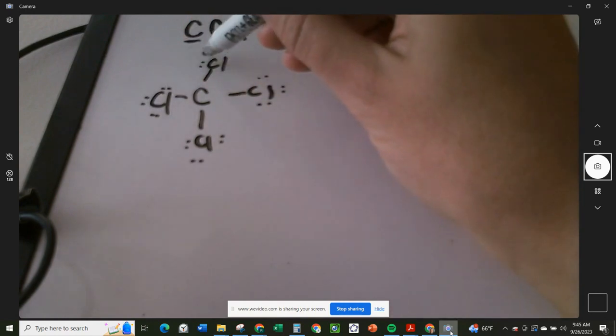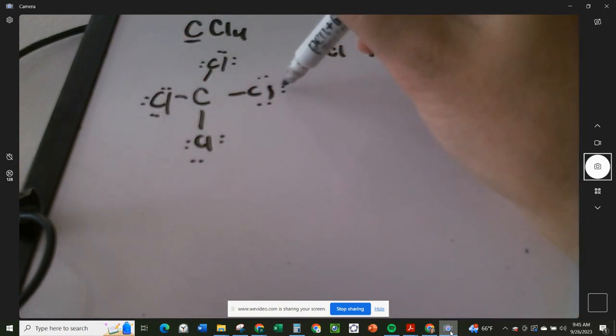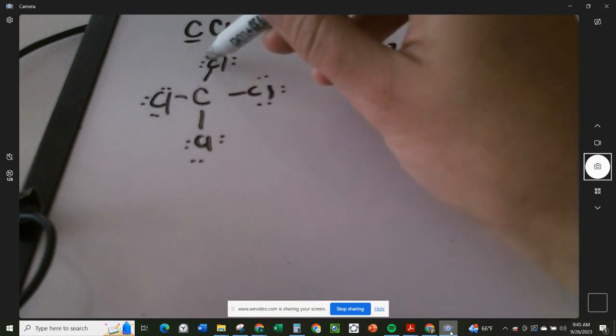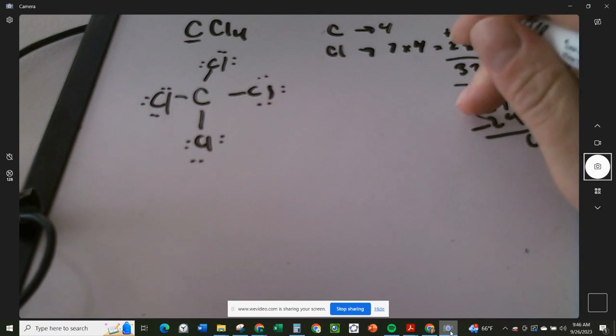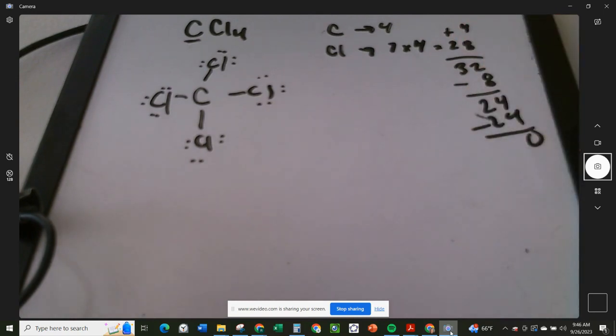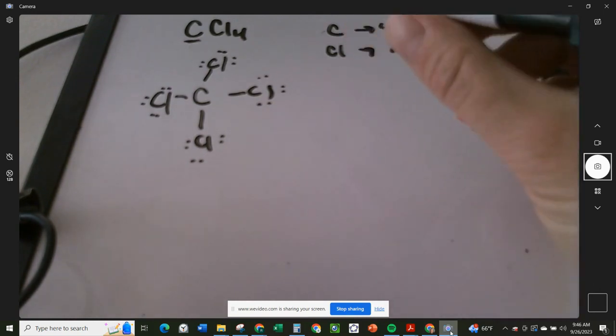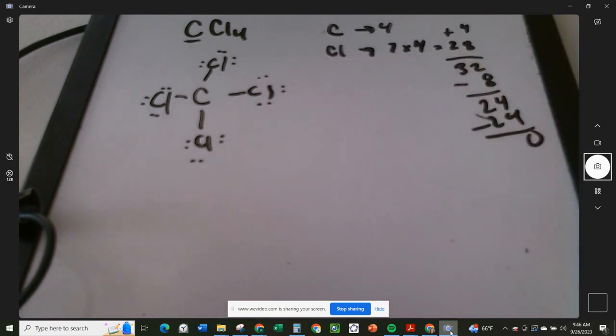These are lone pairs. So we've got 2, 4, 6, 8, 10, 12, 14, 16, 18, 20, 22, 24. So we've used up all of our electrons, and now we have no valence electrons left. So we need to check to make sure that every octet is satisfied.